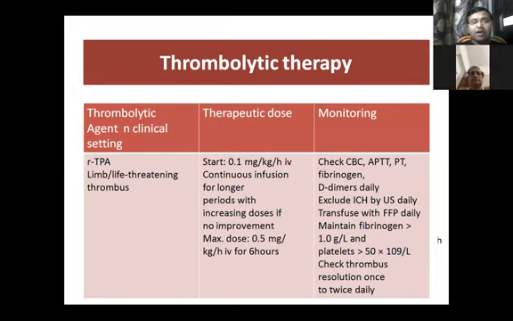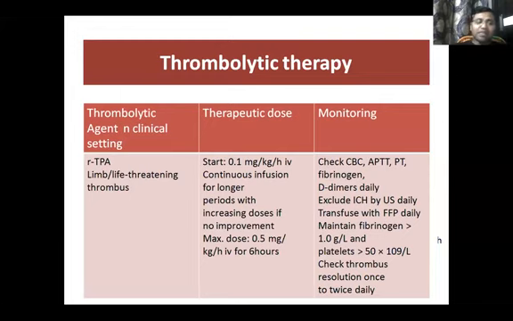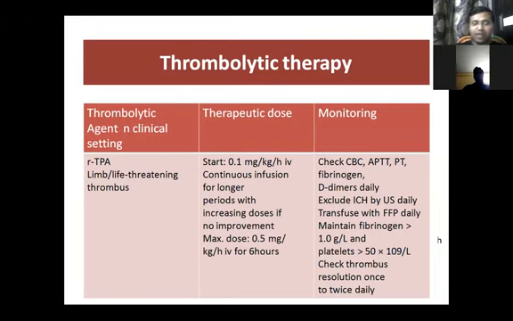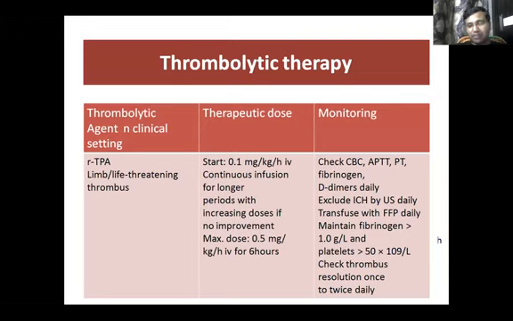Next is recombinant tissue plasminogen activator, which you will use mainly in limb or life-threatening thrombus. The dose is 0.1, maximum 0.5. You can use infusion over 6 to 12 hours or maximum 24 hours. Before starting, have baseline investigations: CBC, aPTT, PT, fibrinogen, and D-dimers daily. Importantly, you have to rule out intracranial hemorrhage, which requires daily scanning, and transfuse FFP daily to maintain fibrinogen more than 1 gram per liter. Sometimes platelets are also required to maintain more than 50,000. In critical cases, you may maintain more than 1 lakh.